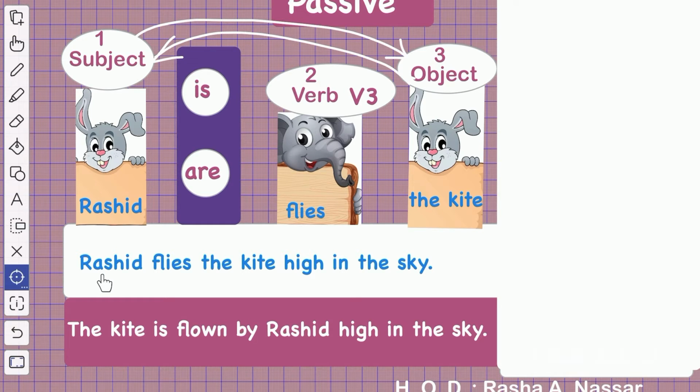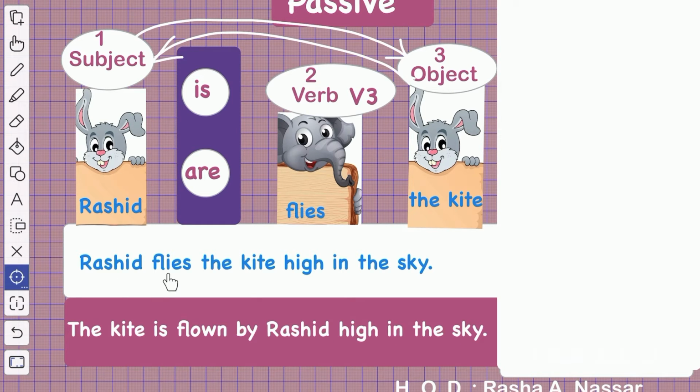But we should write the subject preceded by the preposition by. By. So here we will write the object instead of the subject. In other words, we will write the word number 3 instead of the word number 1, and then we will choose is or are, and then we will write V3 of the verb, and then we will write the preposition by and write the first word, which becomes the third one, and then complete the sentence.